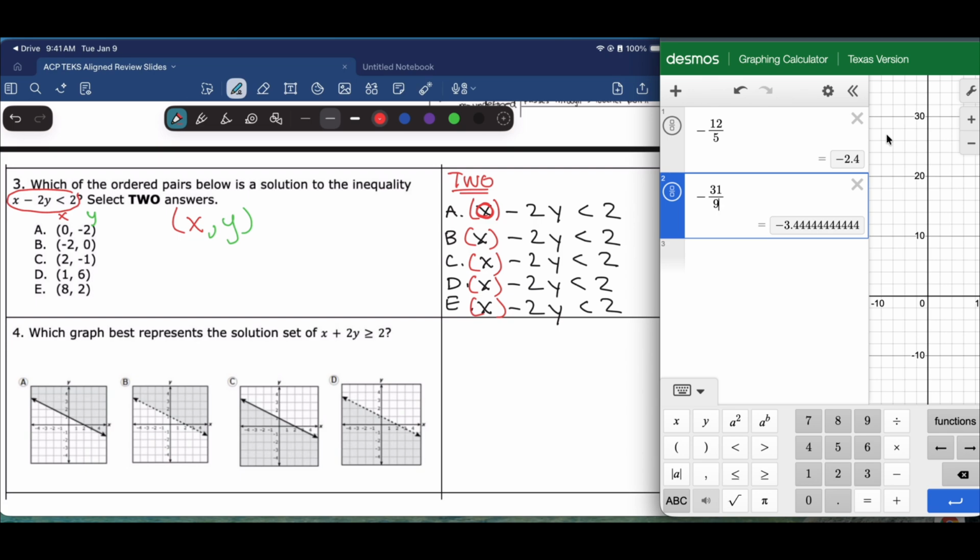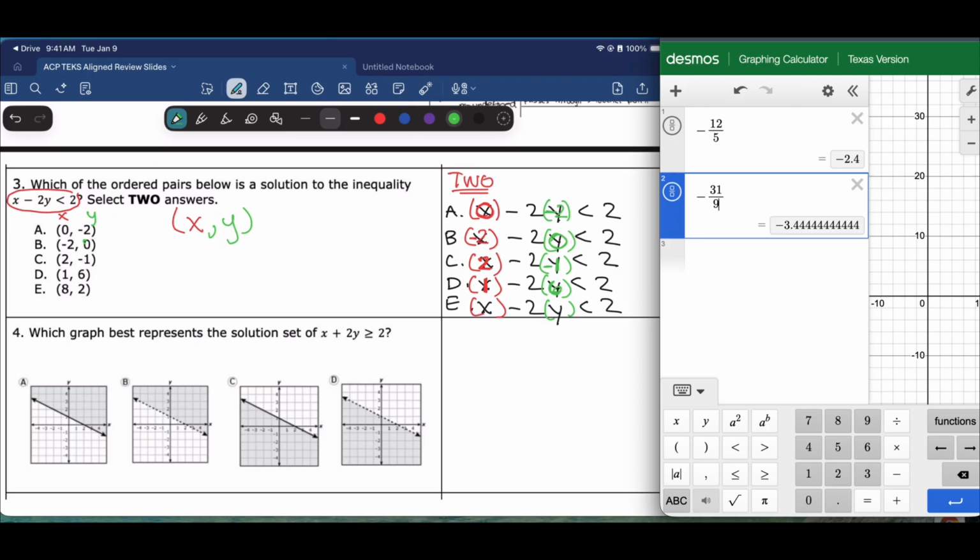Then my y is negative 2, put parentheses around my y, negative 2. Now for B, I have negative 2, so negative 2. And this time my y is 0, so I'm going to put 0 here. Now for my x on C, it's 2. And then my y is negative 1. Now for D, I have 1, and then 6.